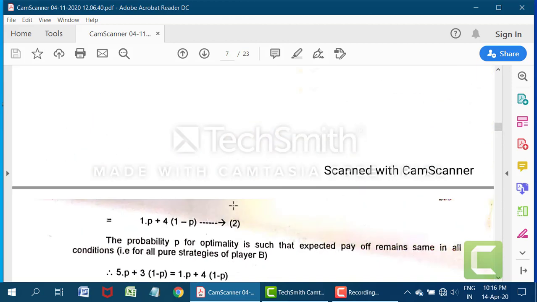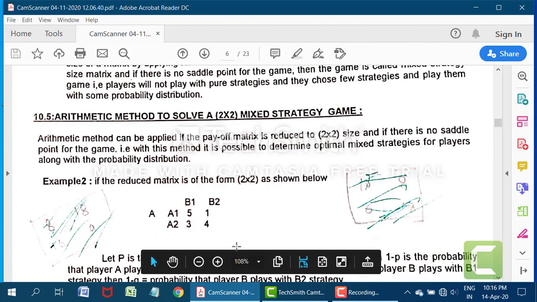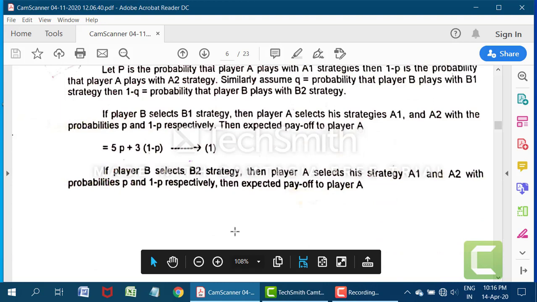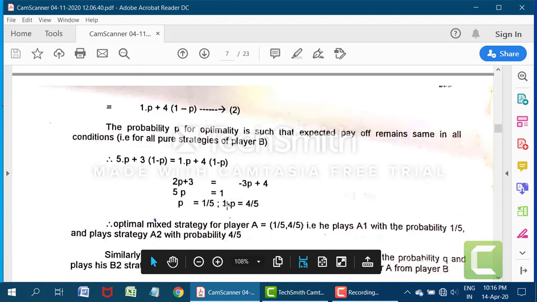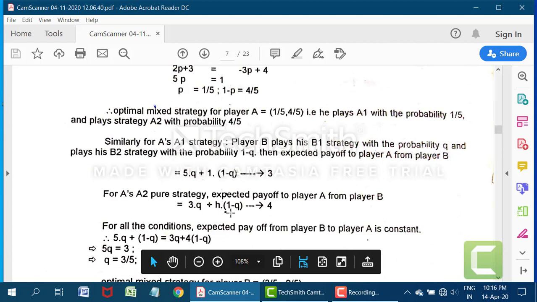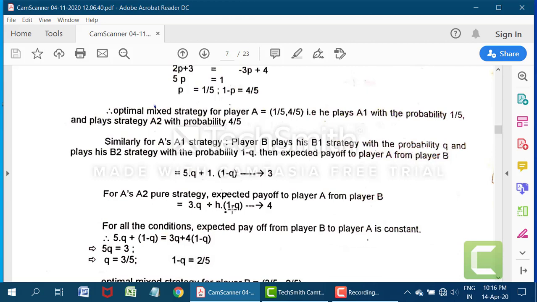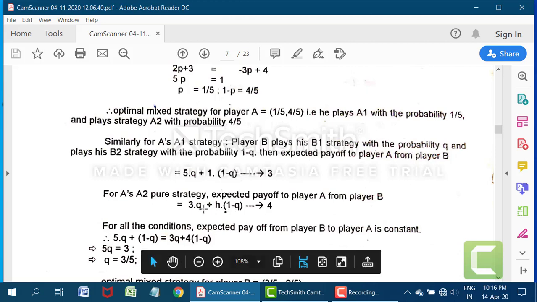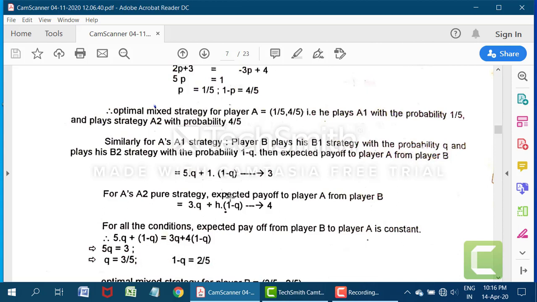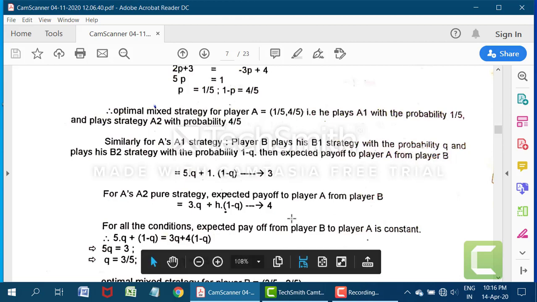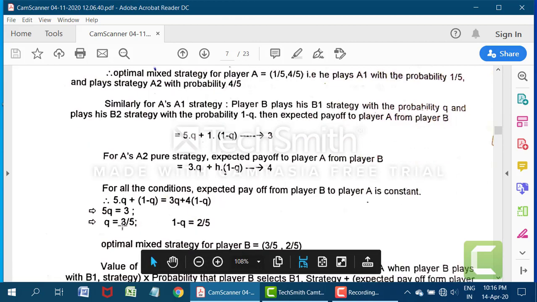Similarly, when A plays with the A2 strategy, the expected loss to the player B equals 3 into Q plus 4 into 1 minus Q. So in all the varying conditions, whether A is going to play with the A1 strategy or the A2 strategy, player B thinks that his losses should be minimum and should be equal in all the varying conditions. So you must equate this third equation and fourth equation. Find the value of Q. Q equal to 3 by 5.